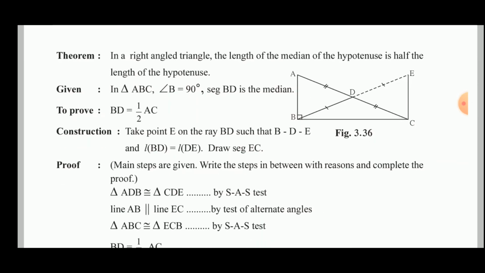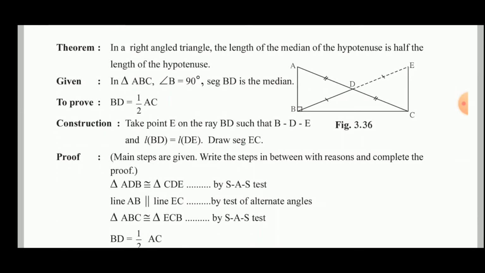Here we will prove this by using this theorem: in a right angle triangle, the length of the median on the hypotenuse is half the length of the hypotenuse. So in triangle ABC, angle B is equal to 90 degrees, segment BD is the median. You have to prove BD is equal to half of AC. Construction: take a point E on ray BD such that D lies between B and E, so length BD is equal to length DE. Draw segment EC.